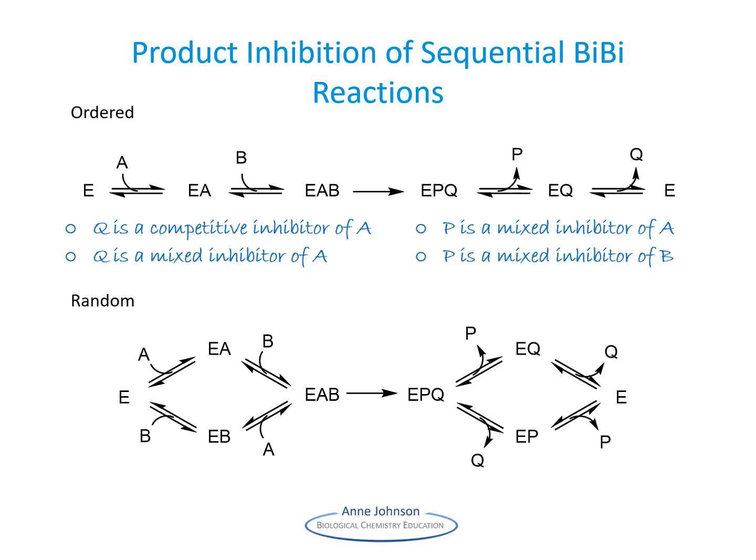For the random sequential binding mechanism, where any of the substrates and products can bind to the free enzyme, the QA product-substrate inhibition pair will show competitive inhibition, as will the PB product-substrate pair. In practice, the other two combinations also exhibit competitive inhibition.